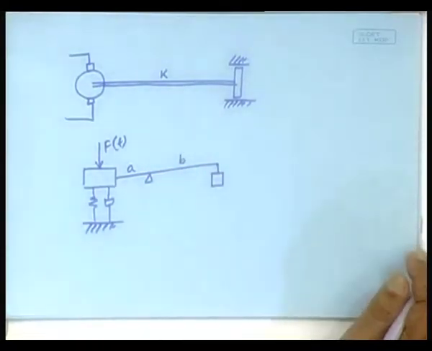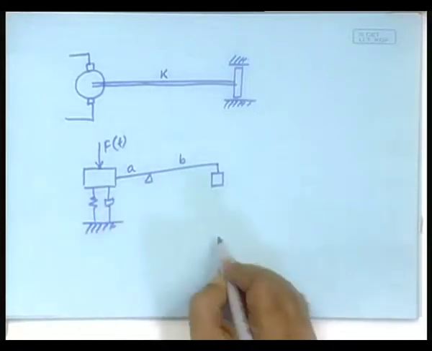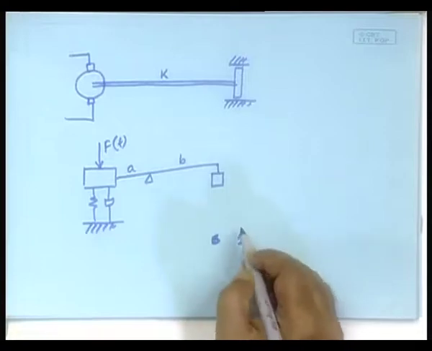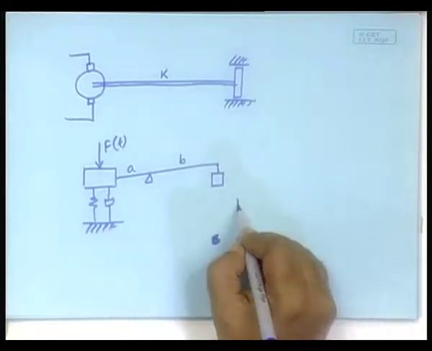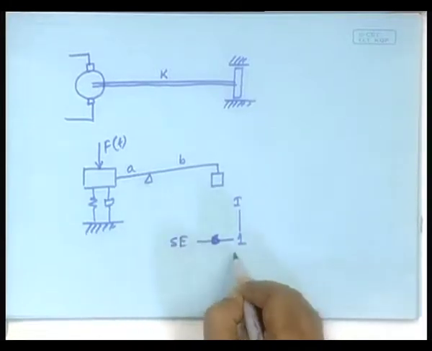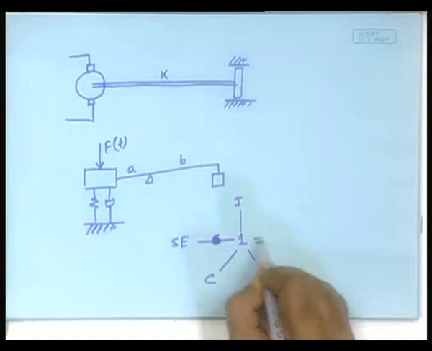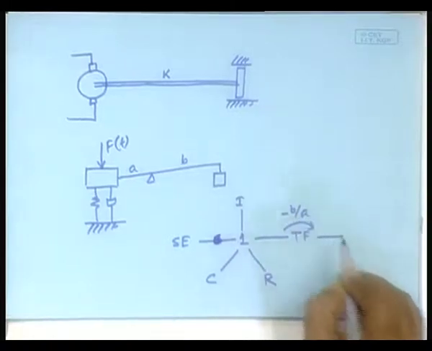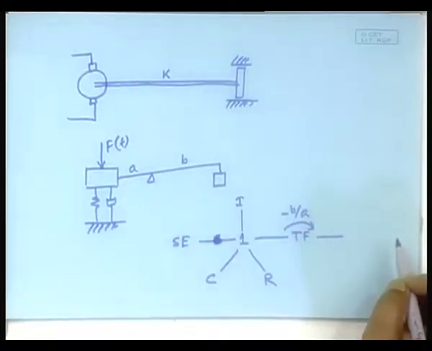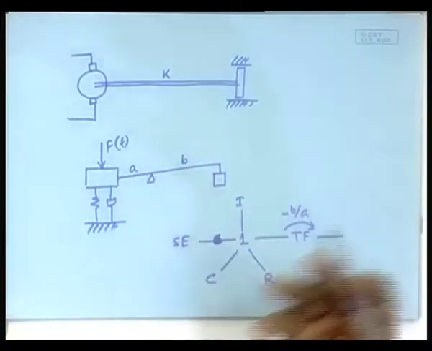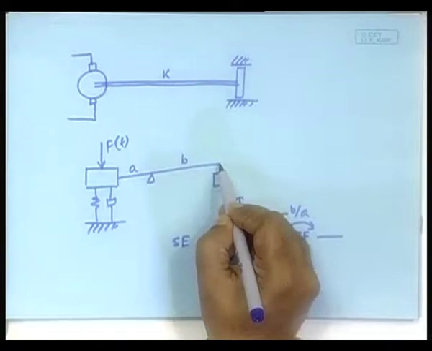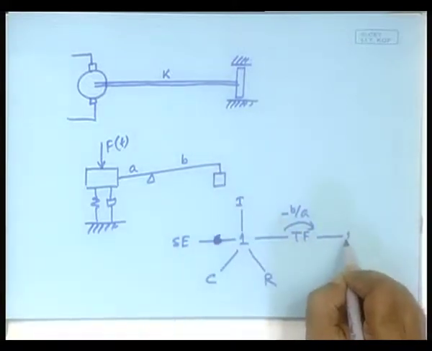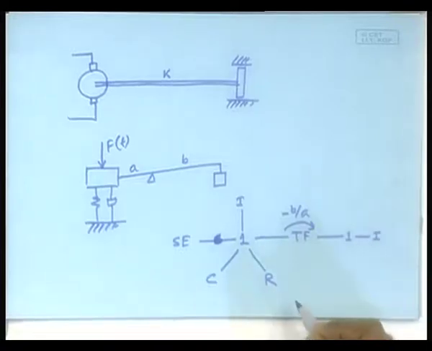So, if you draw the bond graph for this system, it will be one junction, here you have the I element, here the SE element, and here C, here R, then there will be a transformer representing what? Minus B by A. Then you have what? If you have only this, then how do you represent it? This is after all a velocity point. So, there will be a one junction connected to an I element, right.